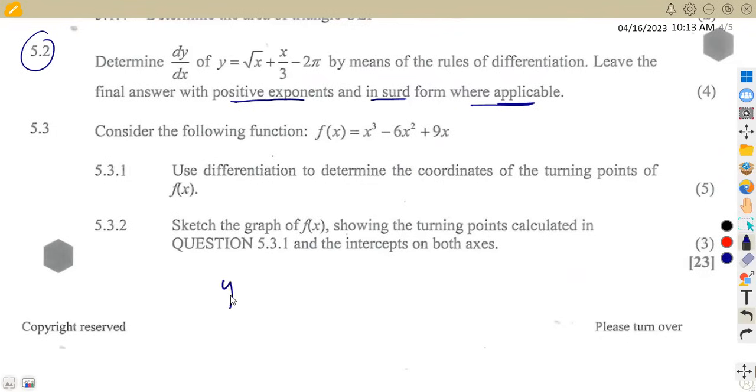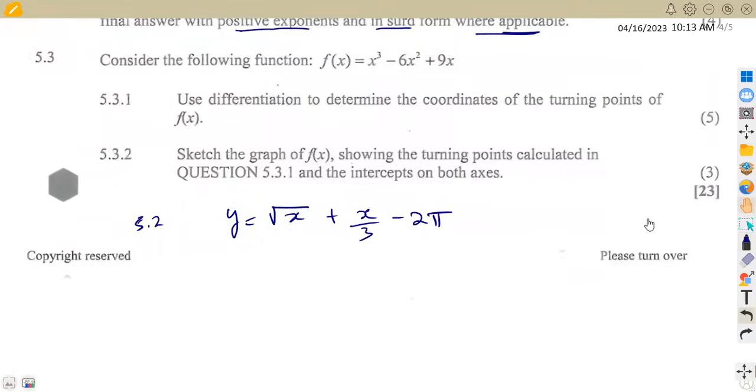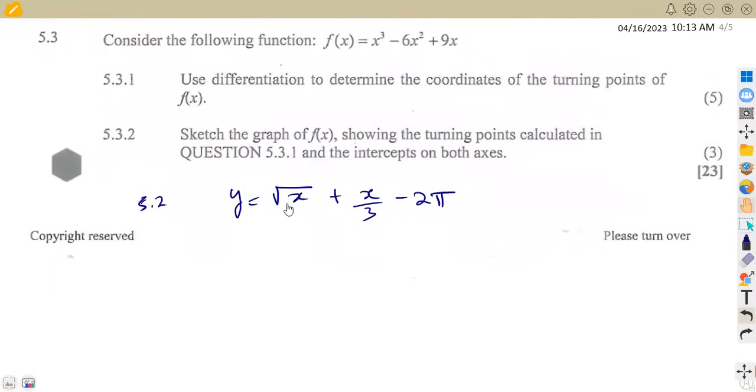All right, we are given that y is equivalent to the square root of x plus x over 3 minus 2π in this case. So what we can get rid of in this case is the square root. From our laws of exponents, the square root is the same as the exponent of a half, plus x over 3, guys. This is the same as 1 over 3 x, so that you do not confuse yourself.